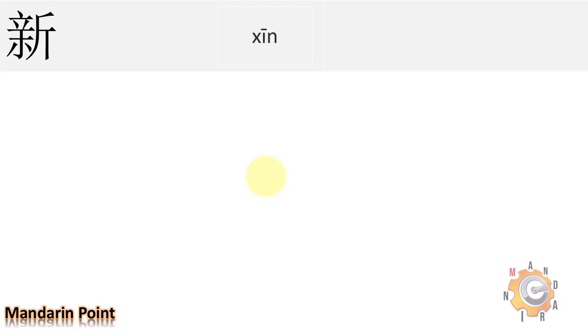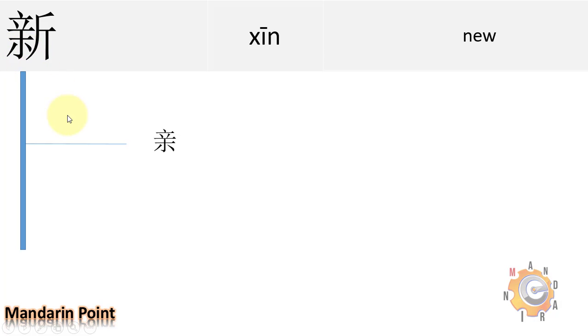新. Xin, which means new. Let's simplify it. We can decompose this character into its left and right characters. The left character is qin, which means relatives or parents, while the right character is jin, which means 500 gram approximately. We can simplify these characters further.